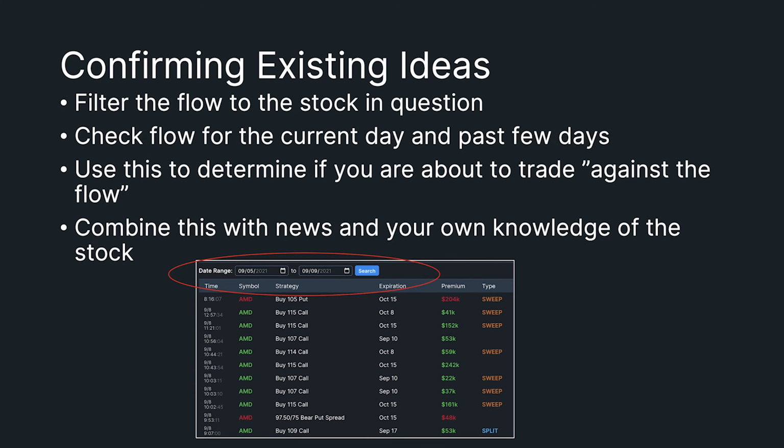Next up, I want to talk about using it to confirm existing ideas. So in this case, if you have a stock and you have a plan already, you can use flow to check that and make sure that you're not trading against the flow. In order to do this, you can filter the flow down to that particular symbol. You can also use the historical search functionality to search over the past few days or the past week, and then combine this with news and your own knowledge of the stock and your already existing idea.